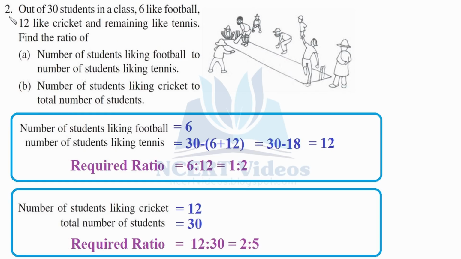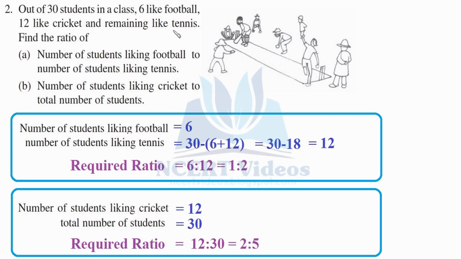Second, out of 30 students in a class, 6 like football, 12 like cricket and the remaining like tennis. Find the ratio of A part, number of students liking football to number of students liking tennis, and B part, number of students liking cricket to total number of students. So we have 30 students total in a class. Football is liked by 6 and cricket by 12 and the remaining like tennis.